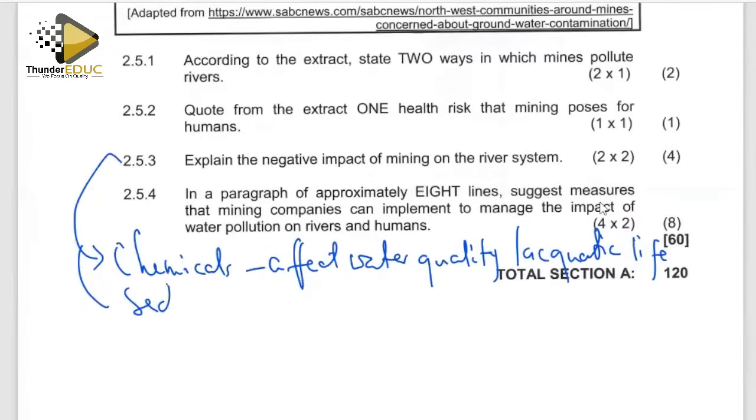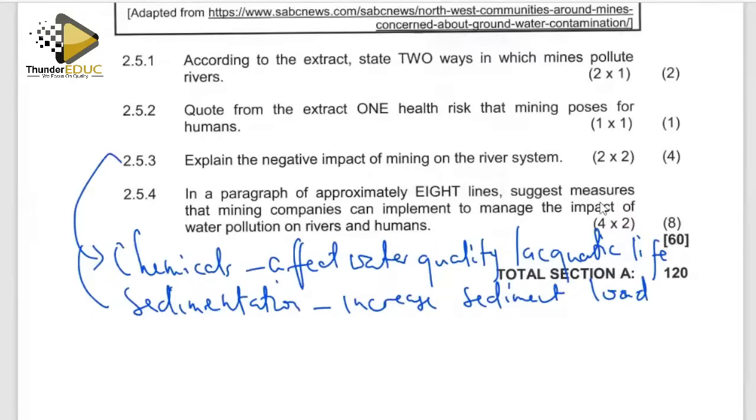Then we can also look at sedimentation of rivers because of the deposit of sediments from mine dumping into the rivers. It causes sedimentation. It can cause an increased sediment load, and that is going to change river morphology.